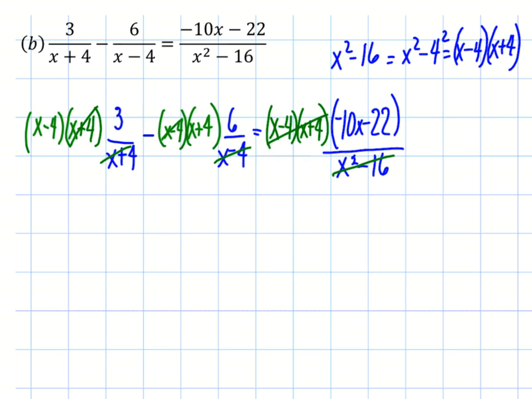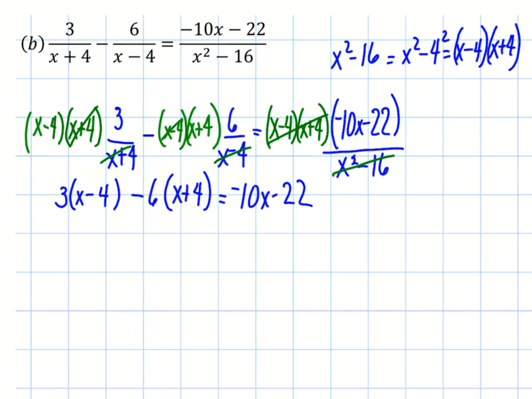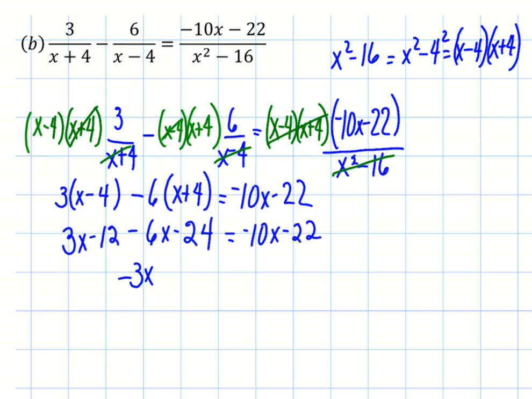So we have 3 times x minus 4 minus 6 times x plus 4 is equal to negative 10x minus 22. Using the distributive property, combining like terms on the left-hand side, 3x minus 6x will give us a negative 3x, and a negative 12 and a negative 24 will give us a negative 36.